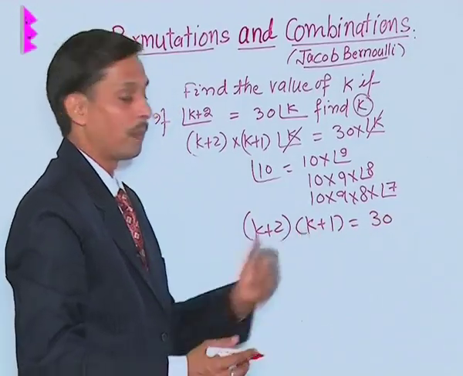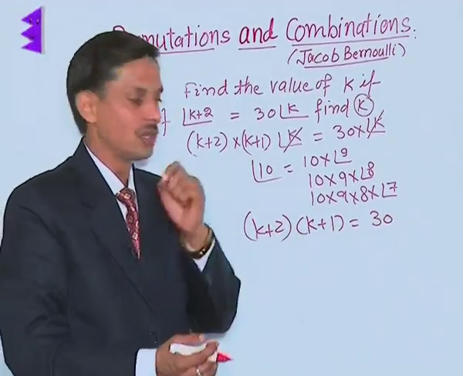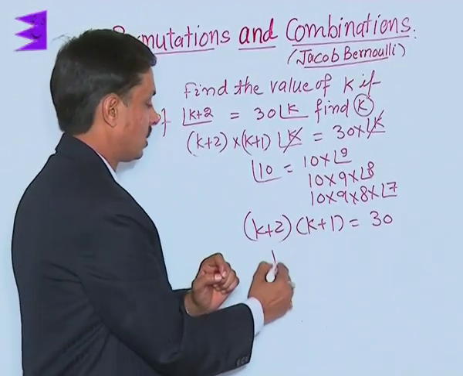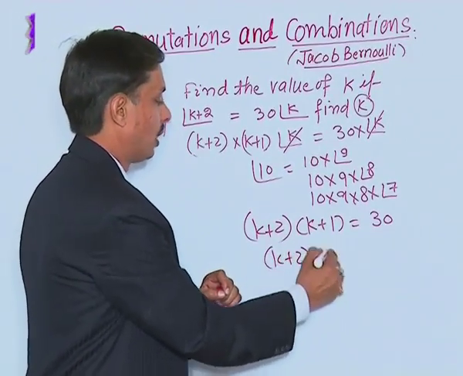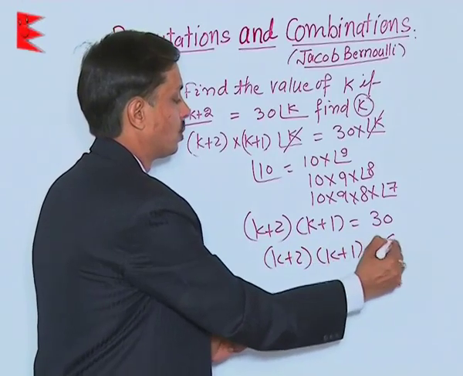k plus 2 and k plus 1 are two consecutive numbers. So I can say that k plus 2 into k plus 1 is equal to 6 into 5.